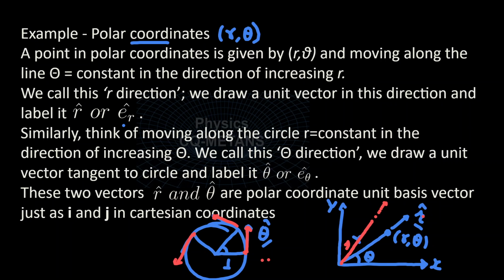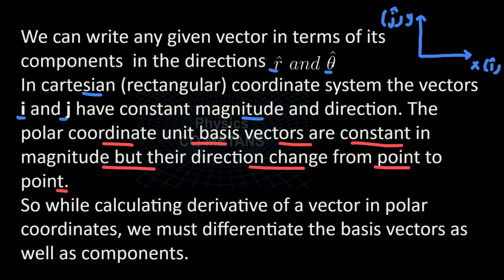So this r, now at a certain point of time, this is the position of the particle. At a later point, this becomes the position of the particle. So r cap changes. So r is a function of time. Similarly, theta, this was the theta at some time. Later it changed. So theta cap is also a function of time. So while calculating the derivative, we have to take care of this. So we should differentiate the basis vector as well as the components.